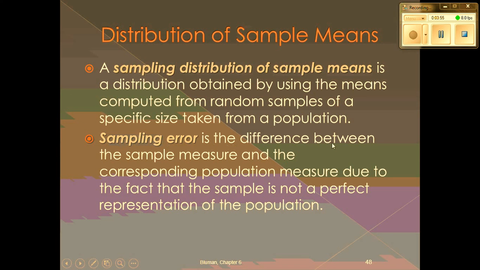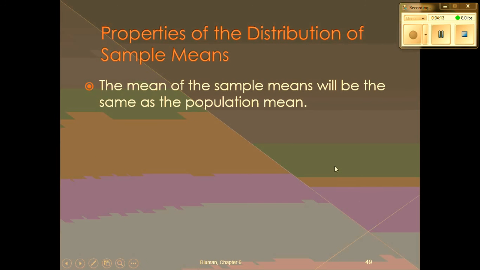There's an error too, which is the difference between the sample measure and the population. Obviously, if you only ask 10 students their GPA, that's not going to represent the entire population of BHS. And so you have to keep that in mind, that there is a little bit of an error because you're only asking for a sample. So the mean of the sample means should be the same as the population mean if you ask enough of them. Obviously, not one of them, not two of them is always going to match up.